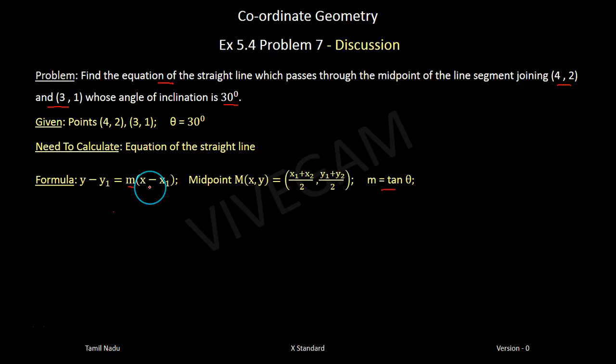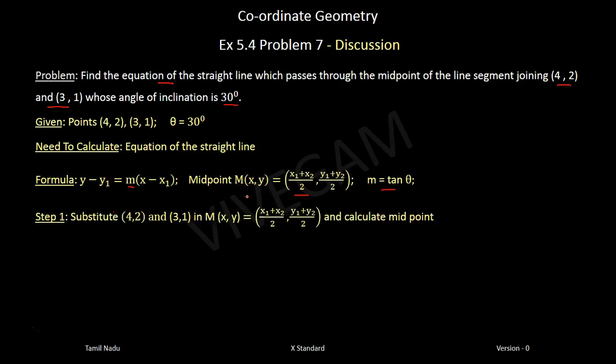Next, x1 and y1. We don't have that point, we need to calculate it. But what is that point? That point is the midpoint of these 2 points, right? If this is A and this is B, M is the midpoint of line AB. So what is the formula for that? M of (x, y) equal to (x1 plus x2) divided by 2 and (y1 plus y2) divided by 2. So these are the 3 formulas which need to be used in this problem.